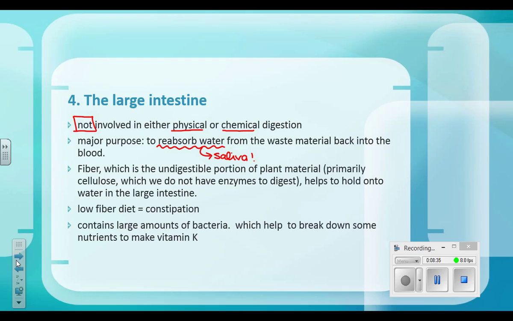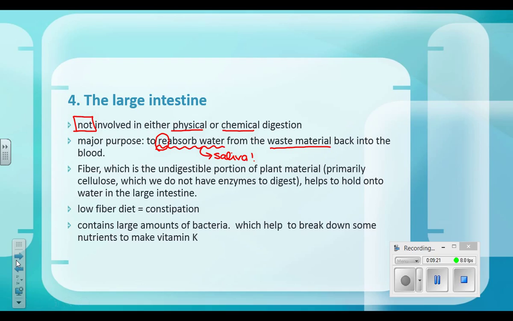But we're calling it reabsorb because a lot of the water that's mixed with your food, you didn't consume with your food. It was already in your body, and saliva was produced, and that's where you got the water from. So that's why we're saying reabsorb instead of just absorb, because that water was probably already somewhere in your body. We're just taking it back. So the major purpose is to reabsorb water from the waste material. And we want water to go back in the blood. Your body does not want to give away water if it can at all do that. Same thing with glucose. Your body does not want to give up glucose.